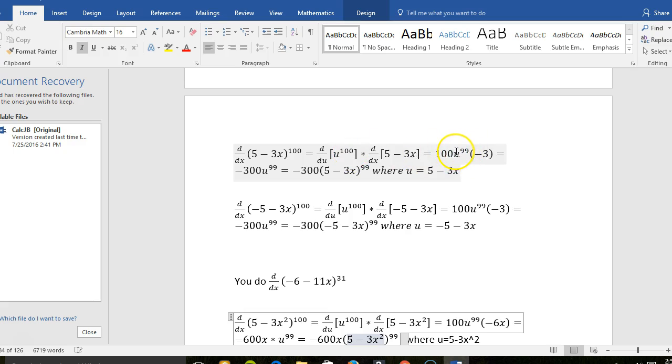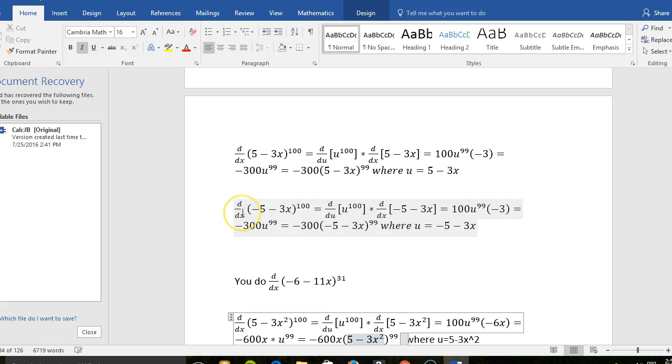So we get that. Now, by the rules of arithmetic, 100 times negative 3 is negative 300. So we get negative 300 times u to the 99th. But we always want to replace the letter u with x. So it's negative 300 times parentheses 5 minus 3x all raised to the 99th power. You do need these parentheses here. And again, of course, from the get-go, u equals 5 minus 3x. We've been using that all along.